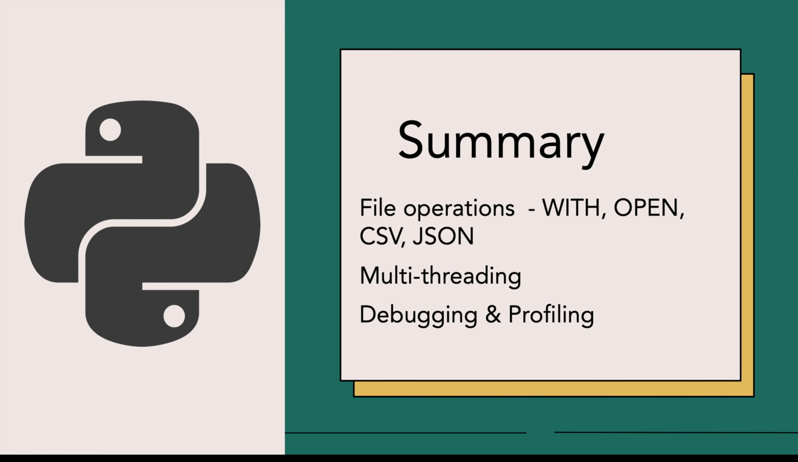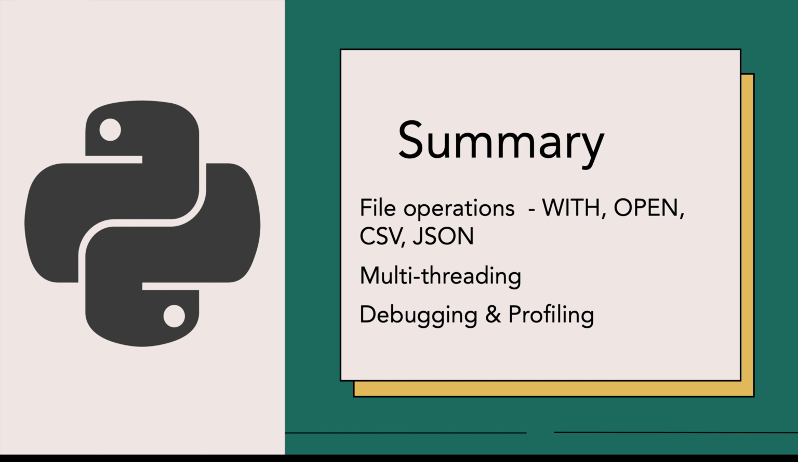So let me summarize what we talked about in this particular section. I showed you various file operations. We used the with statement to open a file in read mode and write mode. I also showed you the open statement, which is used along with the with statement also, because you'll have to open the file in a certain mode. Then there are modules like CSV and JSON. CSV is used to read records from CSV files or write records to CSV files. JSON is used to serialize and deserialize JSON objects.